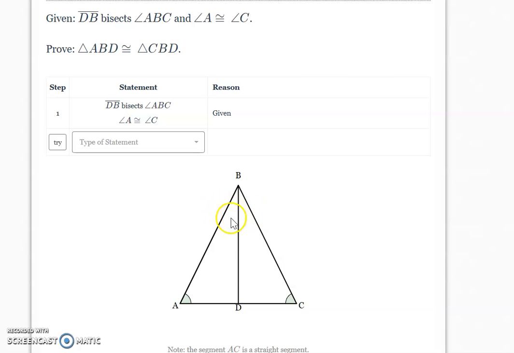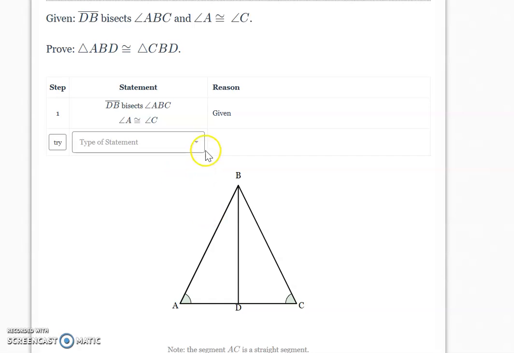Now, it's not shown on there, so we need to say that, which is basically just the definition of bisect. If you bisect something, you cut it in half. Now we've also been given that A and C are congruent, and that was just outright given to us, so we always start with that as step one. So we know that DB bisects that, which means those two angles are congruent, and down here, those two angles are congruent.